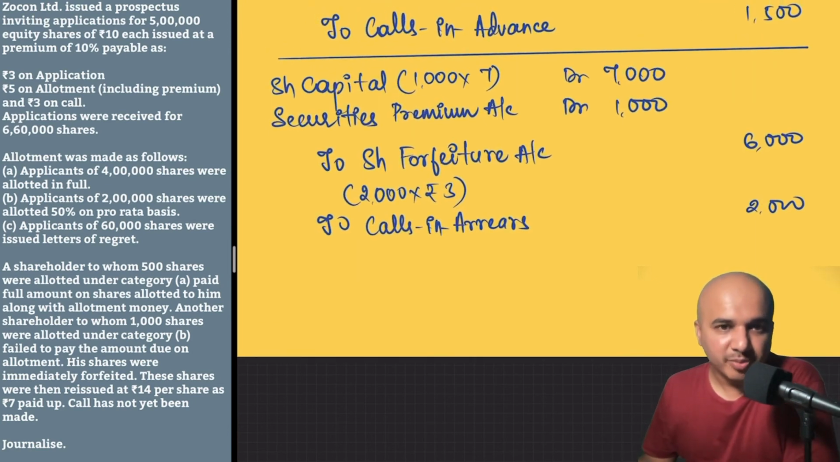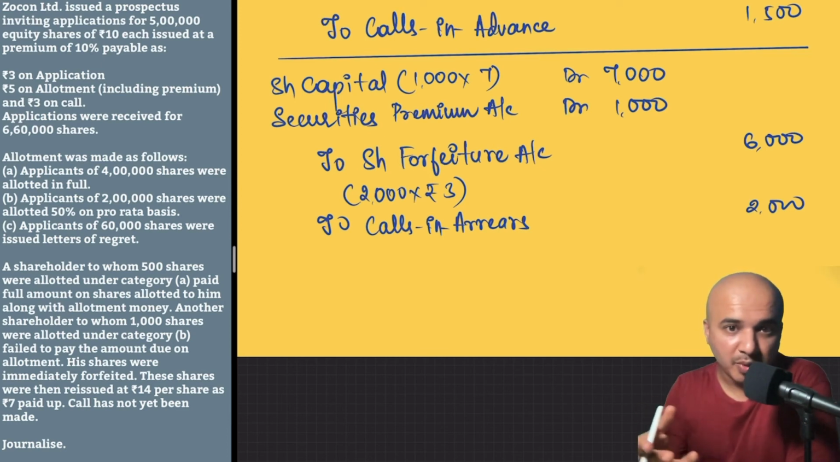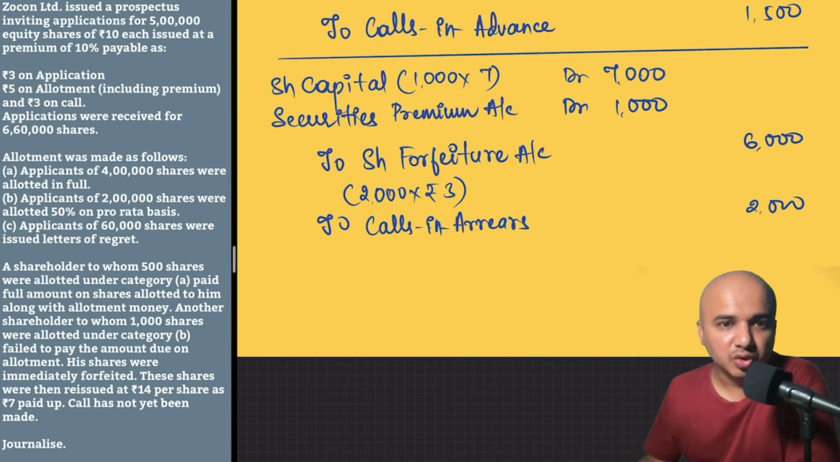Now if you want to look at the entry, this is the one. Share capital account debit 1000 into 7, 7,000. Securities premium account debit 1000 rupees, 1000 shares into 1 rupee. To share forfeiture account, the amount which we have already received, 2000 applications into 3 rupees per application, 6000. And finally to calls in arrears 2000.